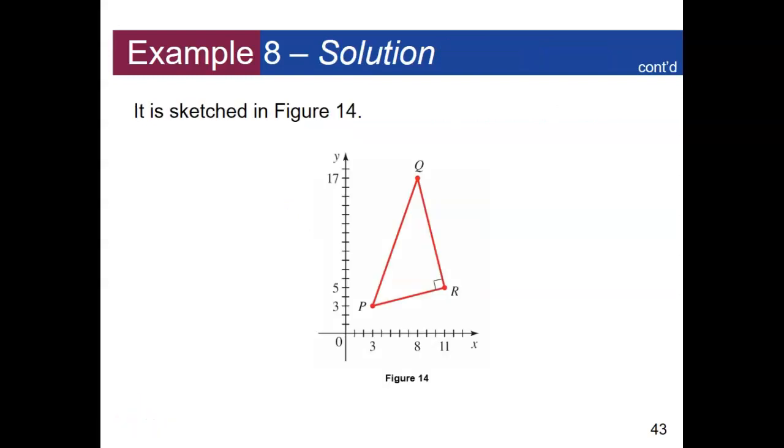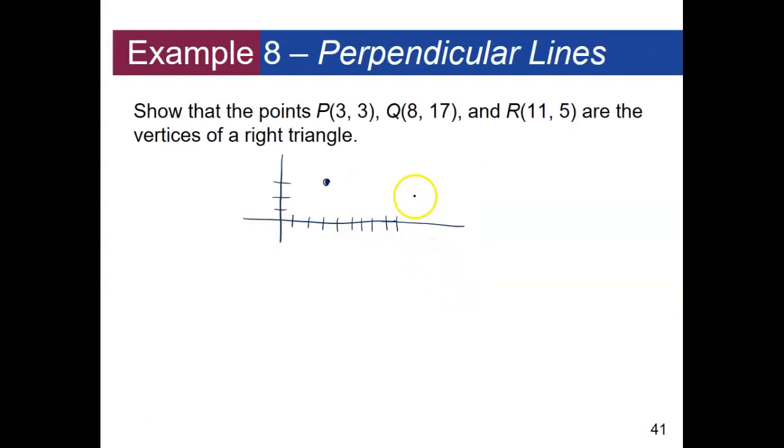Okay, so this is one that is sketched out for us here to look at. If you look at this, then our right angle that we need to show is here where PR and QR intersect each other. So we need to go back and look at PR and QR for this part. We want to look at the slope of those.